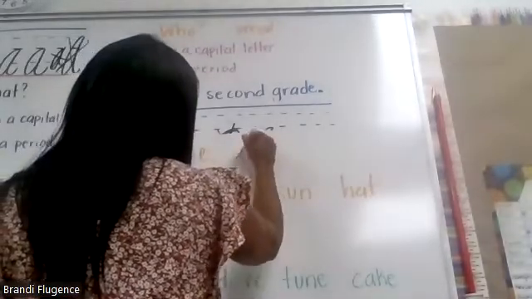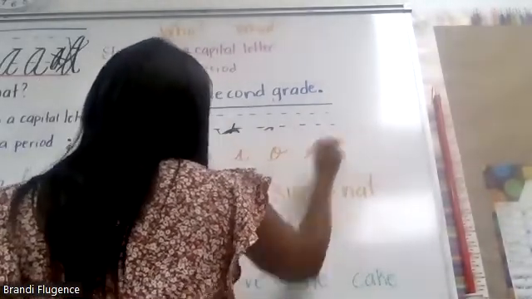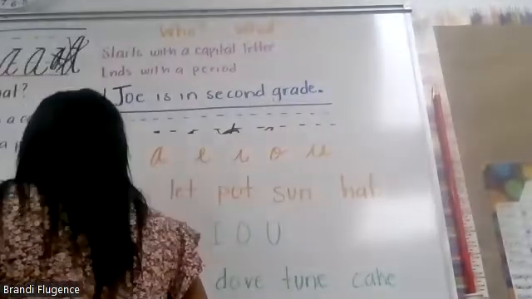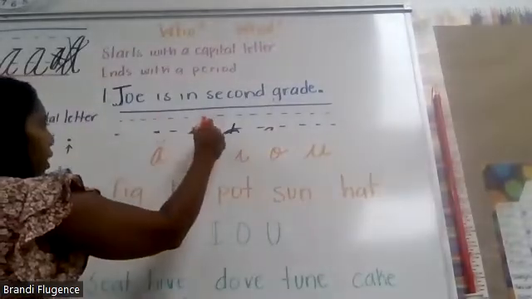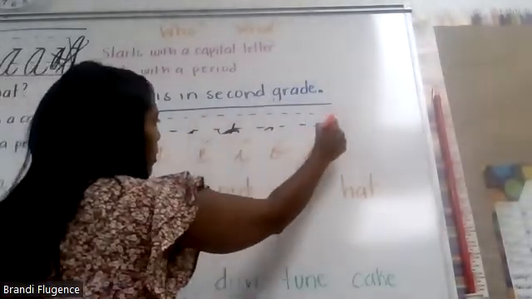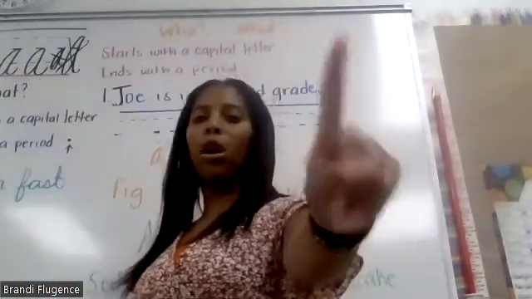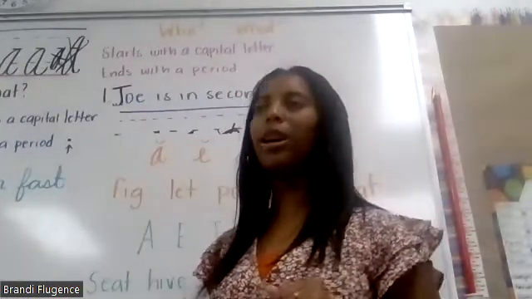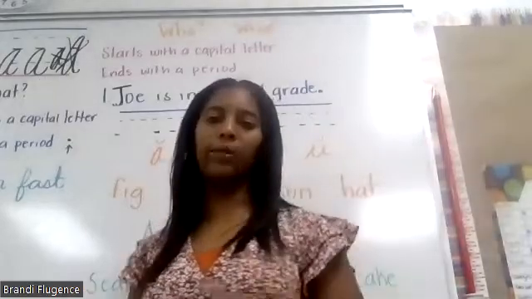Yes, short vowels say a, e, i, o, u. How do we mark short vowels? With the smiley face. And the rule tells us that when there is one vowel in a word, it is a short vowel.